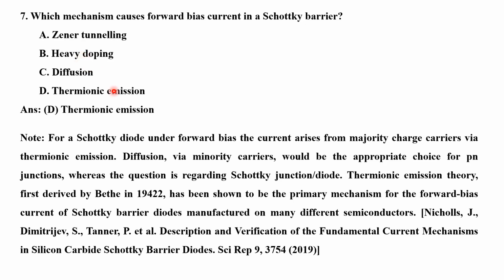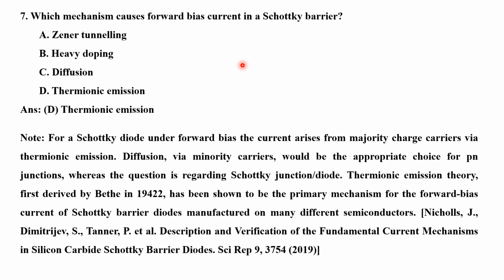There was a confusion whether it would be diffusion or thermionic emission. The answer I got was that diffusion would be the answer if they are asking about a PN junction, and for a Schottky barrier or Schottky diode, thermionic emission would be correct. I kept only thermionic emission, ma'am. It was mentioned that for a Schottky diode, forward bias current is due to majority charge carriers via thermionic emission itself.